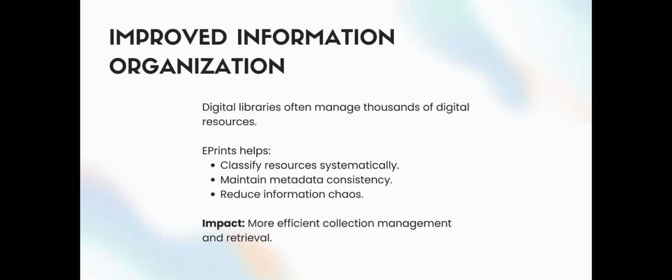One of the most important benefits of ePrints is its ability to improve information organization. ePrints helps libraries manage large collections of digital resources through structured metadata and subject classification. This reduces information disorder and ensures consistency across collections. With organized metadata, librarians can manage collections more efficiently, while users can retrieve information faster through structured searching. The system also supports advanced searching and browsing features, allowing users to locate relevant materials by author, subject, publication year, or document type.